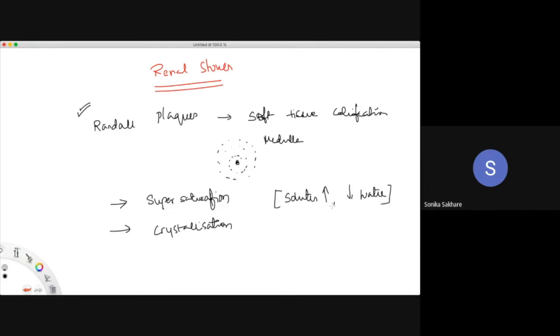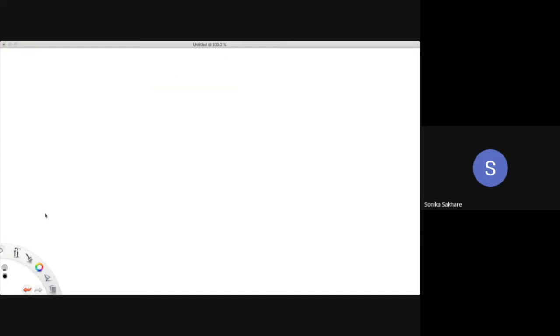Correct? So the causes for increased solutes could be many, which we will enumerate in a while. And decreased water intake, dehydration, could be the causes for supersaturation. Once there is supersaturation, it will lead to crystallization of the solutes and there will be formation of stones. Now we'll talk about the different types of stones.